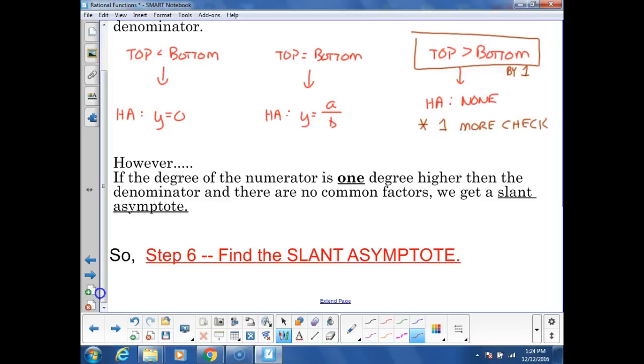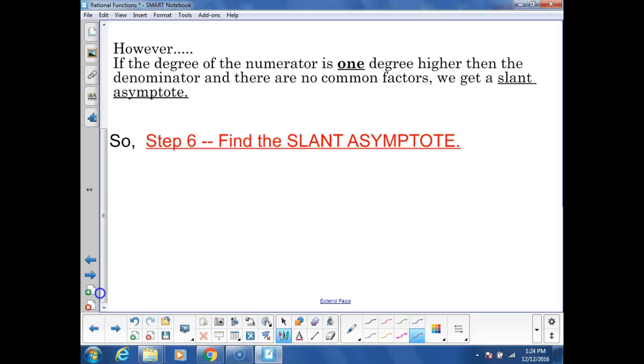If it's by 3, it's a cubic asymptote. If it's by 4, it's a quartic asymptote, and so on and so forth. We're not going to get that far. We're going to stop at slant asymptotes. So, here's how you go about finding it. There's 3 sub-steps to finding the slant asymptote.